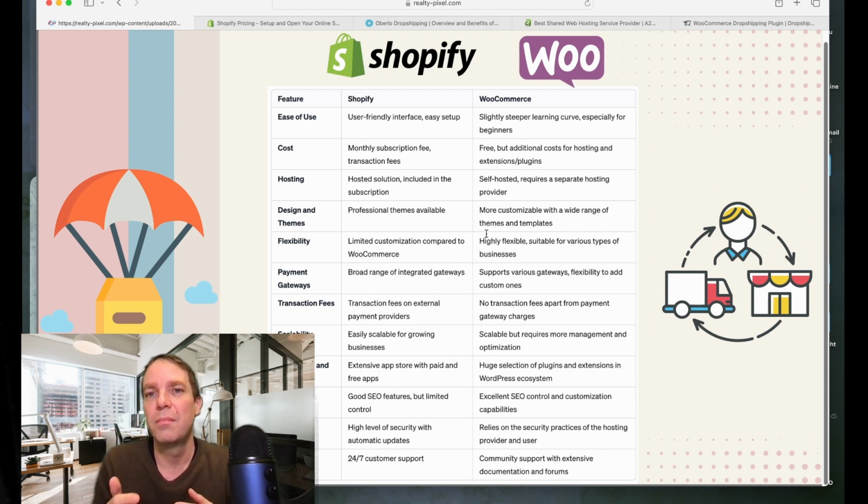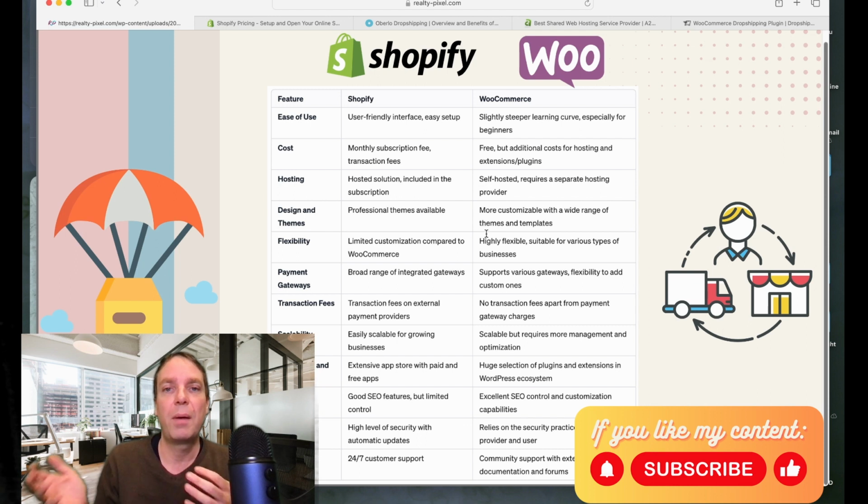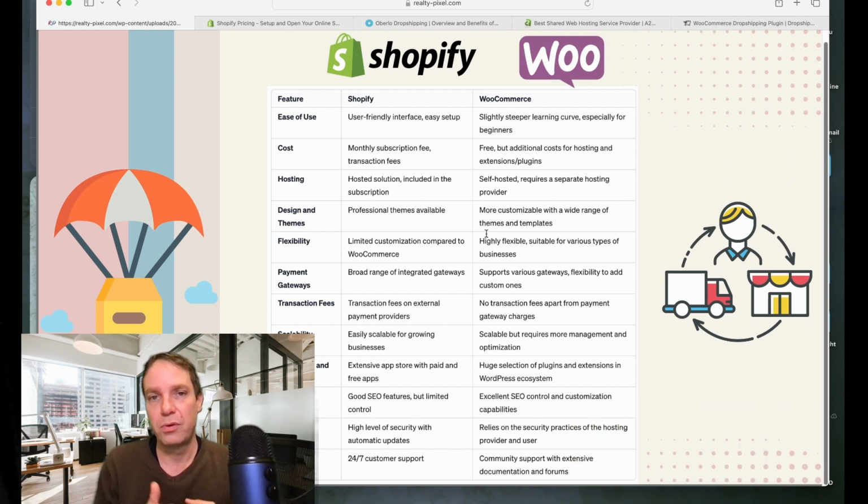If you are familiar with building websites and e-commerce stores, then I think you should definitely go with WordPress and WooCommerce because it's much more scalable. You have much more customization options. You can do everything you can imagine on WooCommerce, and also you can save a lot of money. But on the other hand, if you are new to dropshipping or websites or e-commerce stores and you want to test it out, then you should go with Shopify because Shopify is much more beginner friendly and you don't have to pay so much attention. But yeah, it's up to you.